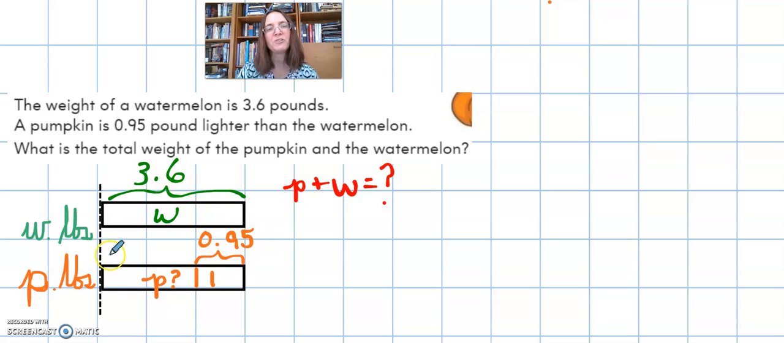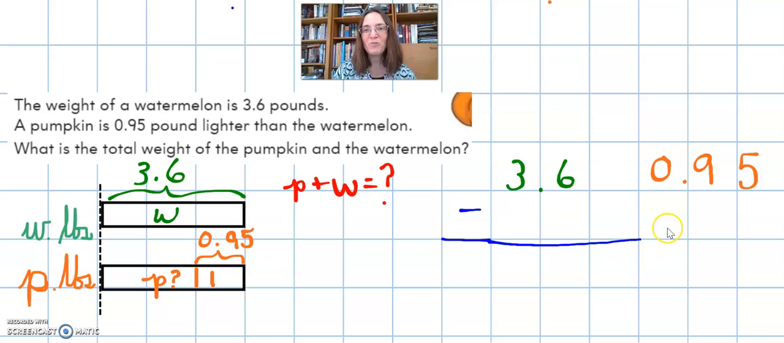So I think I need to do this whole box here, 3 6/10 minus 95 hundredths. I'll take a moment to write that for you. And there they are. You can see the 3 6/10 and the 95 hundredths. And once again, we must be careful to line up the decimals.